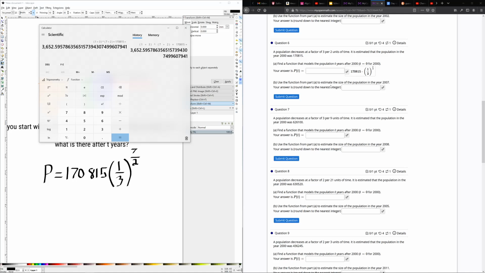3,652. We're going to round down because we're talking about a population of things like books or rabbits. So yeah, 3,652. So it works the same way, only this time if you decrease by a factor of 3, you just make this a fraction. Otherwise, it's just like the other questions with growth, but this is how you handle decay.